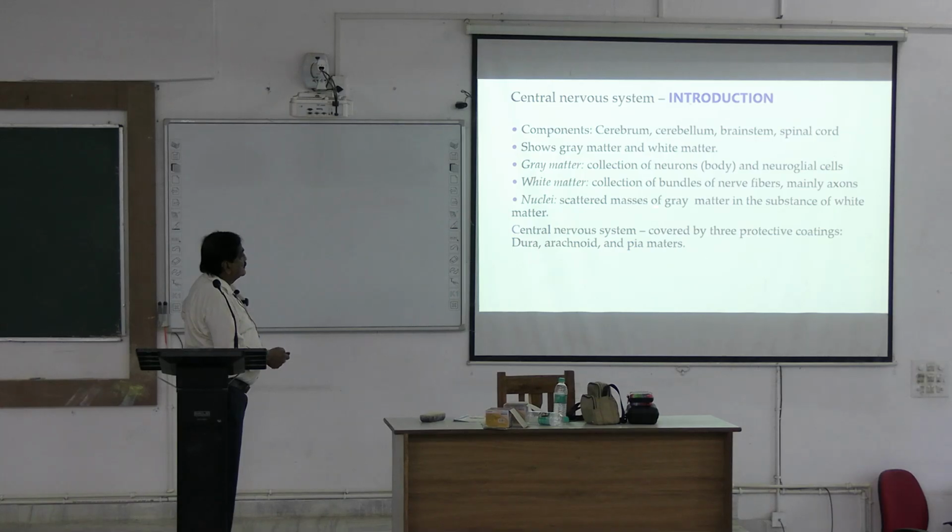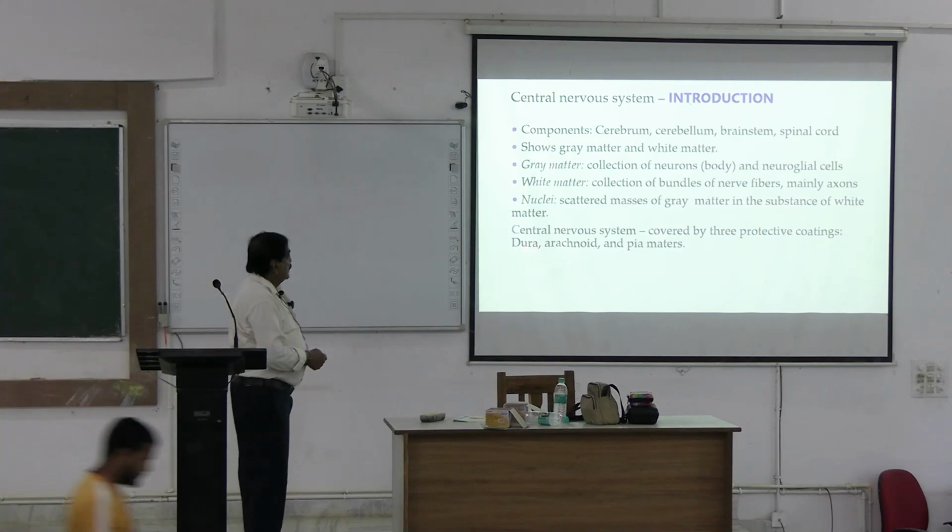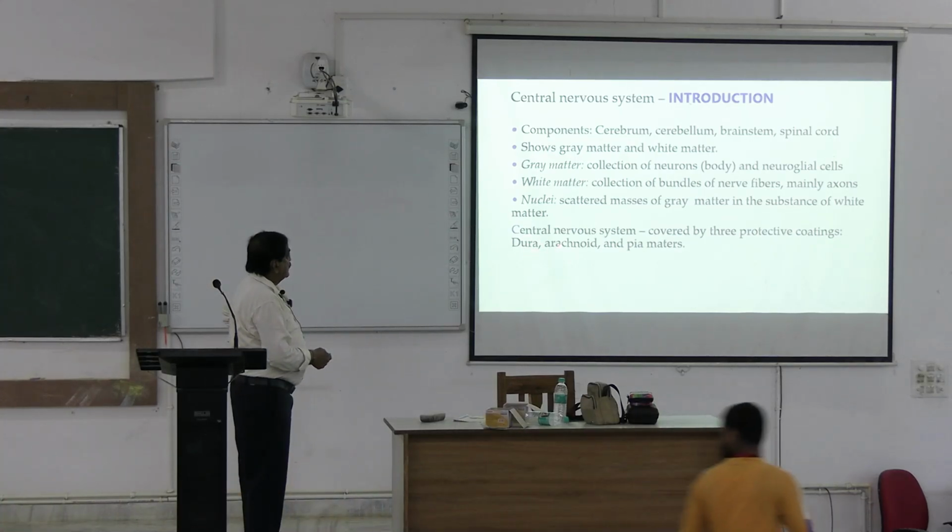Nuclei: scattered masses of grey matter in the substance of white matter. Now, the central nervous system is covered by three protective coatings: dura mater, arachnoid mater and pia mater.